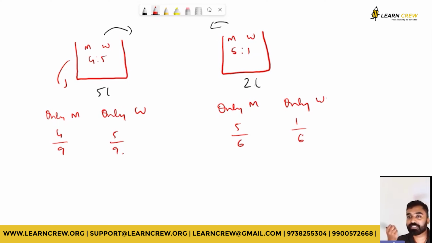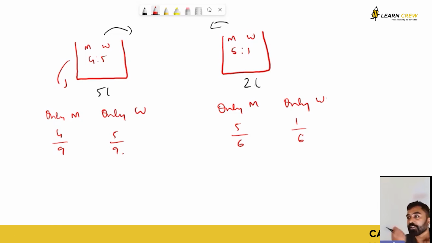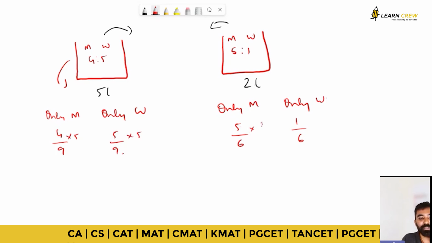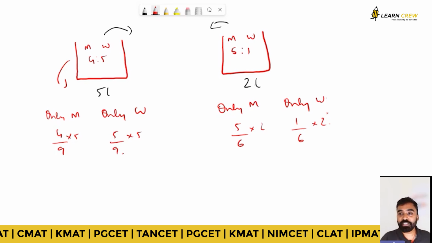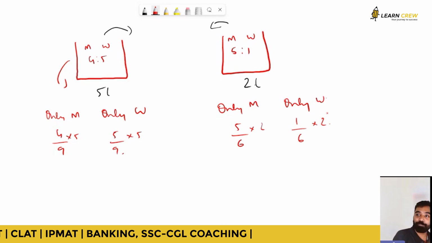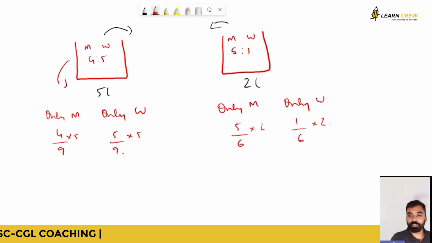How much milk have I extracted, and how much water have I extracted from this 5 liter lot? So just multiply this by 5, this by 5, this by 2, this by 2. Now this gives you exactly how much water and milk you have extracted from that particular 5 liters and that particular 2 liters. Now this gives you 20, 25, 10, 2, whatever it is. Now find out your answer and let me know.